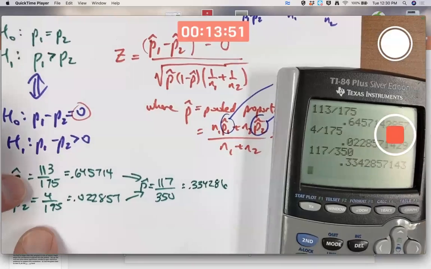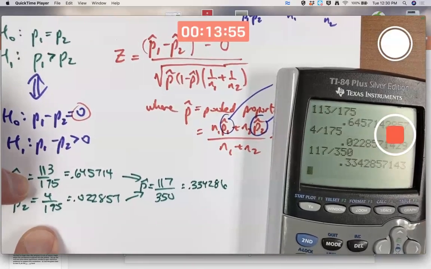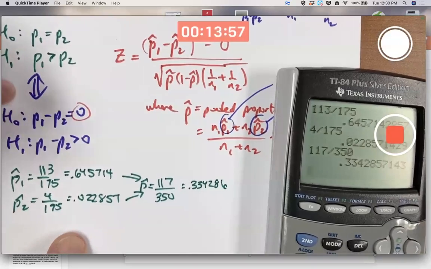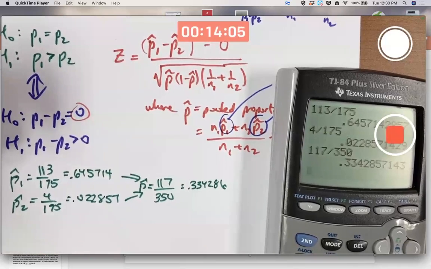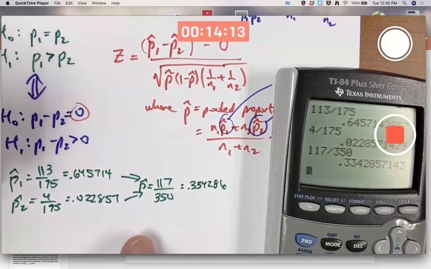If the sample sizes are different, and again, they could have been different, then the pooled proportion would not be halfway between them if n1 and n2 are different. It would be closer to the one with the bigger sample size. Does that make sense? Intuitive sense? If n1 is bigger than n2, the pooled proportion will be closer to p1 hat than to p2 hat. You're giving more weight to the one with the bigger sample size.